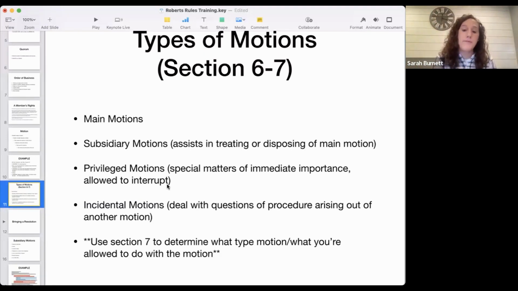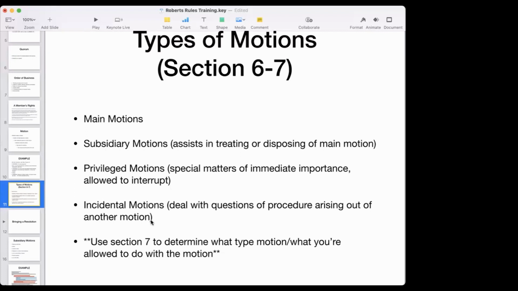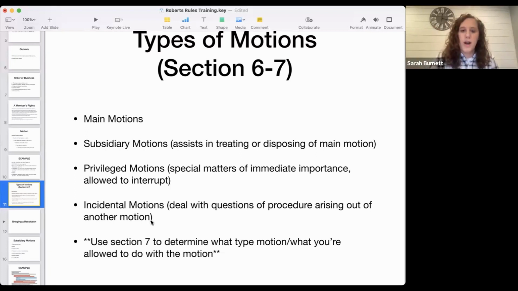After that is privileged motions. Privileged motions can interrupt at almost any time because they're the points, like a point of personal privilege, like we need the air conditioning turned on, the microphone is broken, things like that are privileged motions. Deal with questions of procedure arising out of another motion. So those are the 4 types of motions.